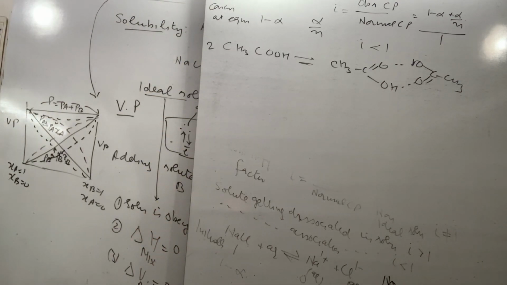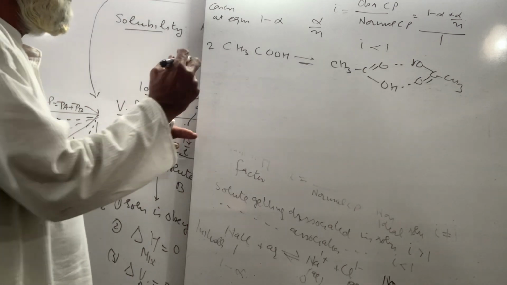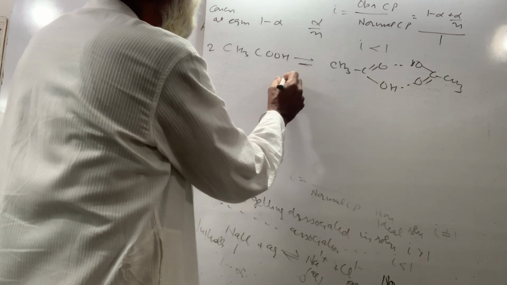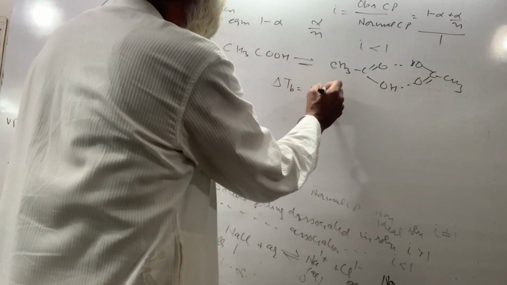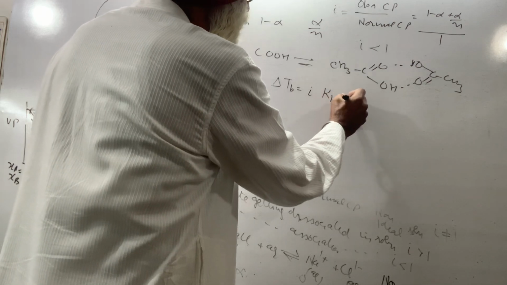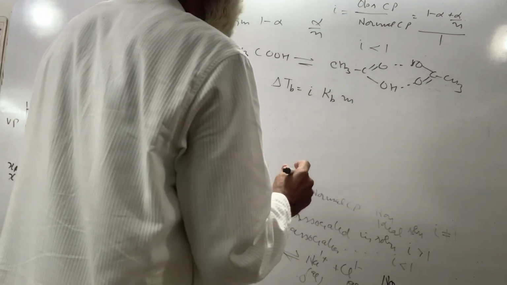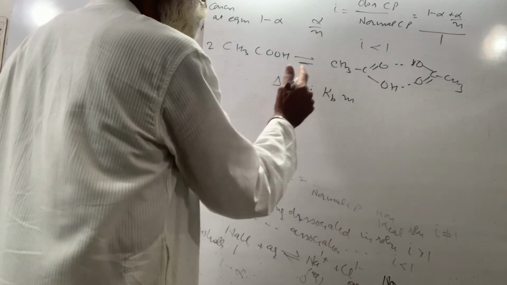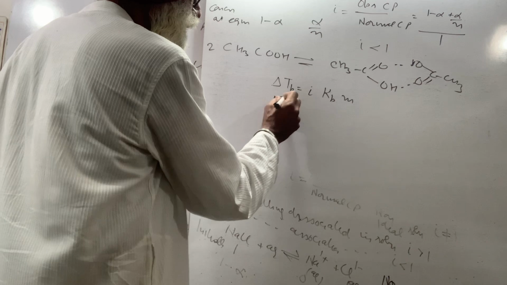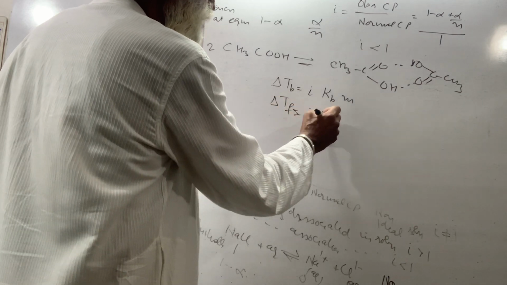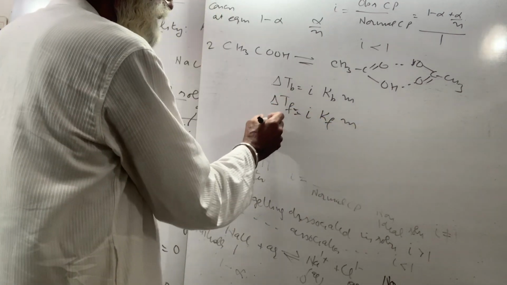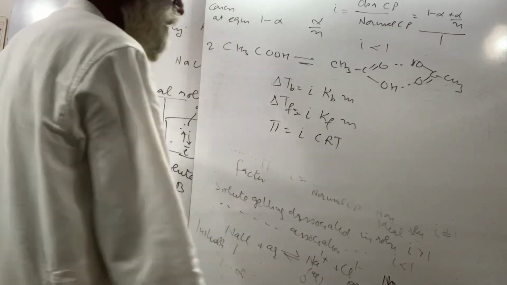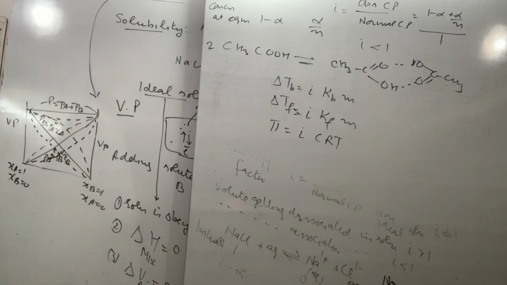Therefore, whenever we are to solve numericals, we should consider the Van't Hoff factor. For example, delta Tb is equal to i into Kb into molality, delta Tf is i into Kf into m, and then osmotic pressure is i into CRT. So i has to be introduced every time.